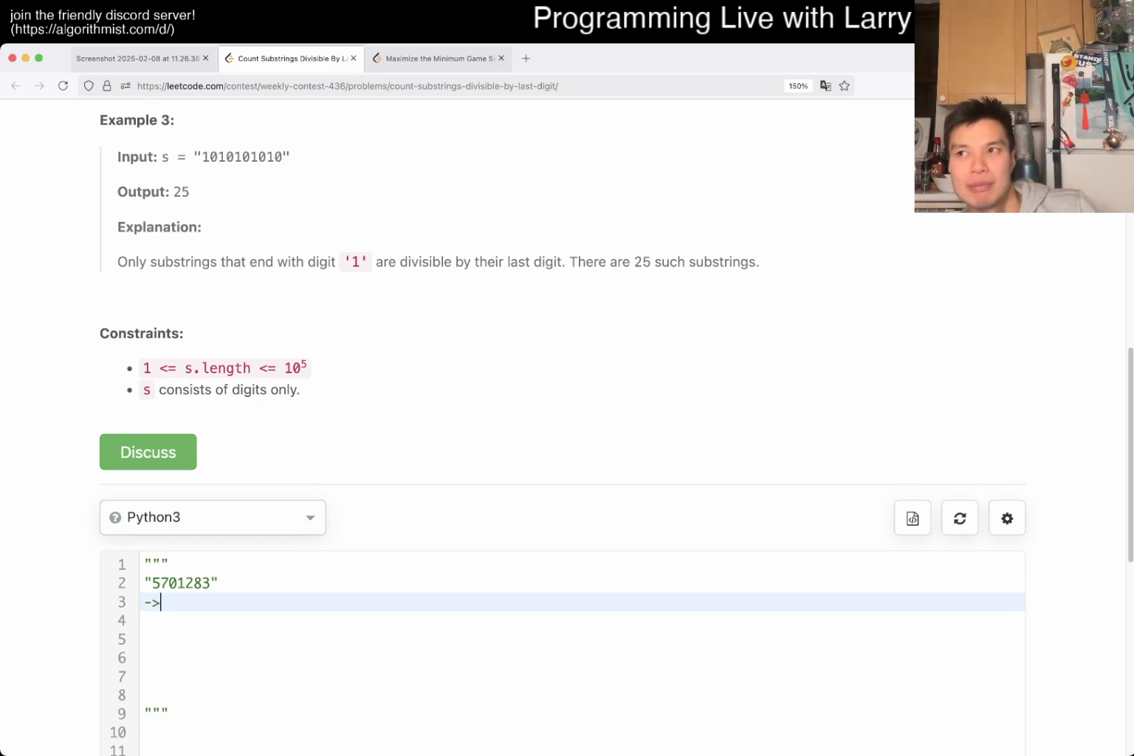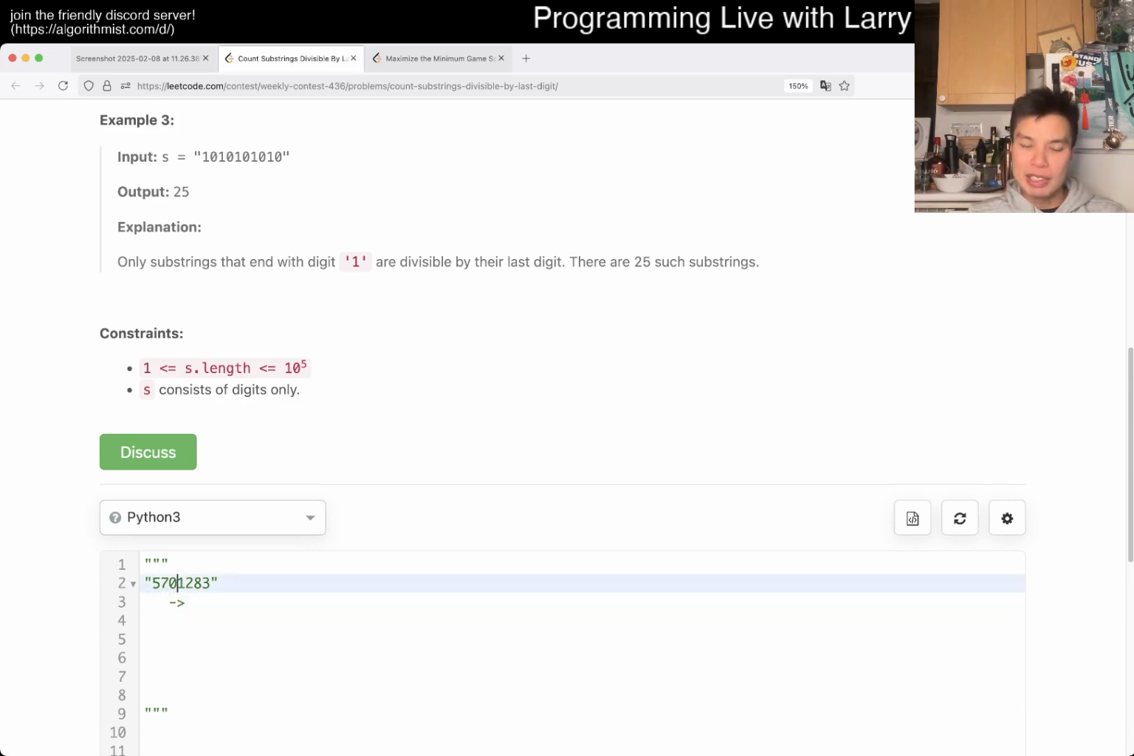So you go from left to right, and then for each number you go, okay, what is the contribution to the answer? Well, if this is 0, we just kind of ignore it, obviously. But it turns out there are a couple of ways to do this.